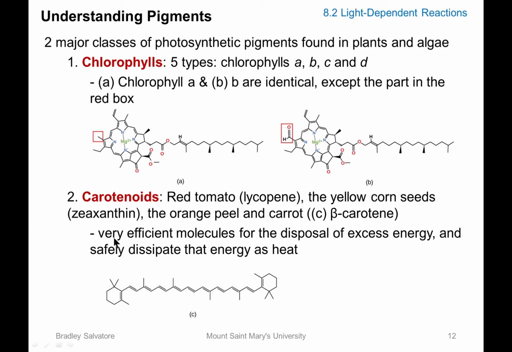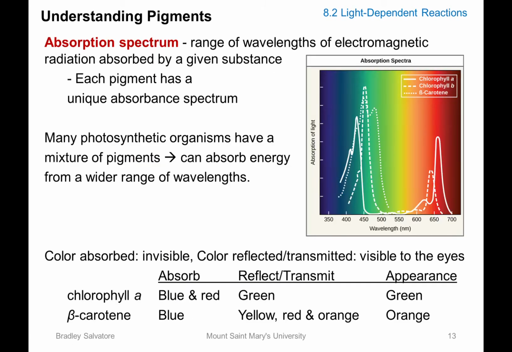They are basically there to absorb the excess energy and then safely dissipate that as heat, because plants cannot absorb all of the wavelengths, and if they have too much energy and cannot absorb that, the leaves will be damaged. So beta carotene is there to help out with the excess energy and make sure that it does not damage the plant, and the plant can perform photosynthesis safely away from the heat, essentially.